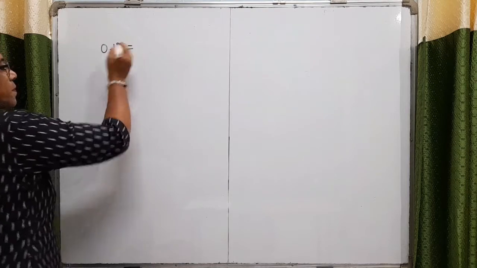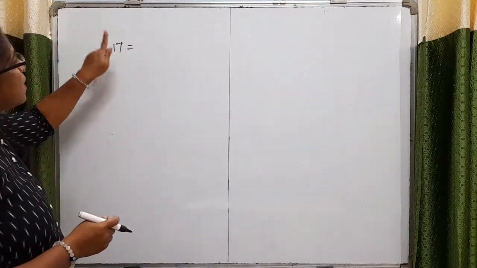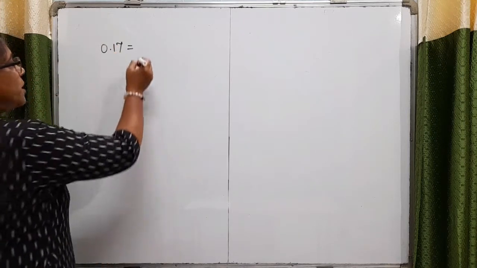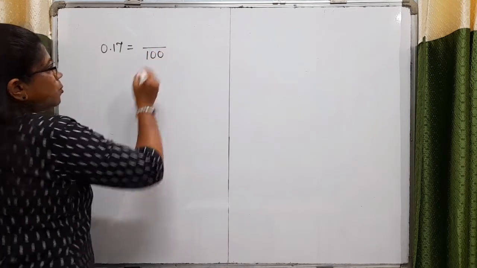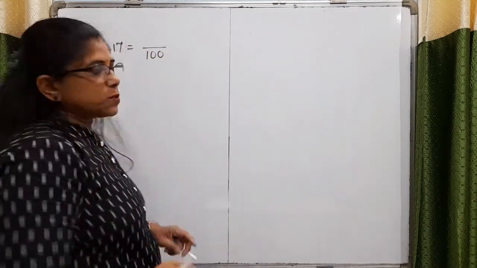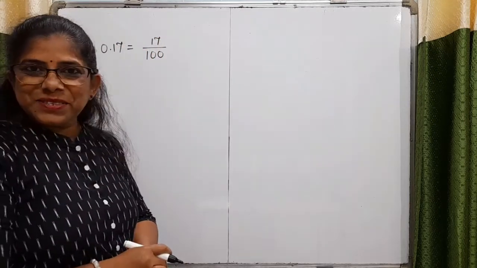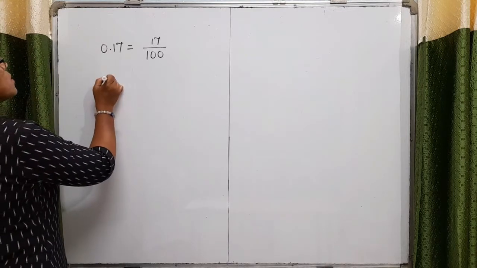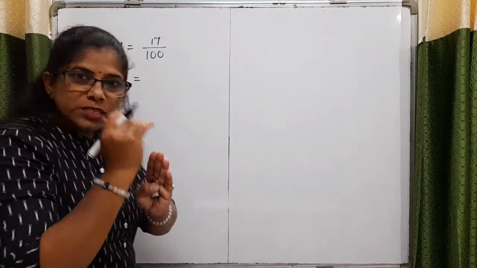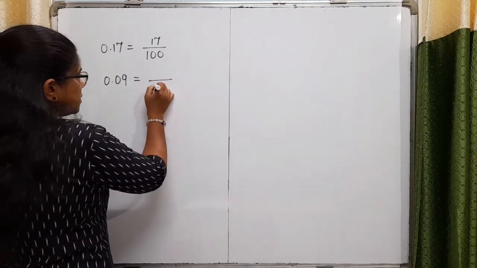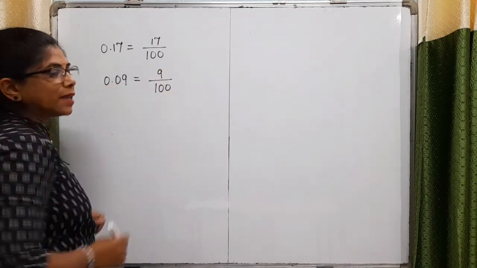0.17. Now what we have to check? How many digits are after the decimal point? How many digits are there here? 2 digits. So one thing is sure, that our denominator is 100, 2 zeros. And the number what we have here, right, as it is. If it is 0.09, again we have 2 digits after the decimal point. So here the denominator is 100. We have to write this 9.